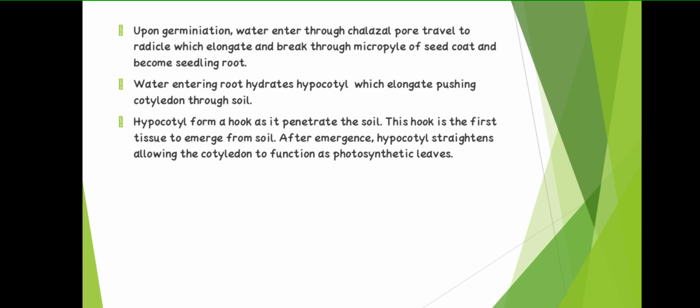First, when water comes through the chalaza, the radicle absorbs it, elongates and breaks through the micropyle, and later the hypocotyl emerges. The hypocotyl produces a hook as it penetrates the soil, and this hook is the first tissue to emerge from the soil. After emergence the hypocotyl straightens, allowing the cotyledon to function as photosynthetic leaves. That's all about germination, and let me conclude now.